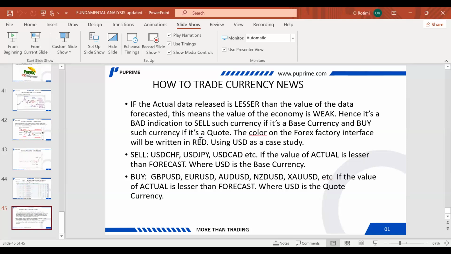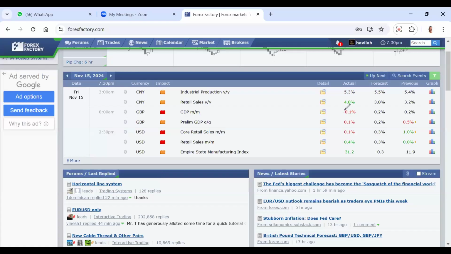The color coding Forex Factory has made it a lot easier for us to trade news. When the data is red, I'm back to Forex Factory now.